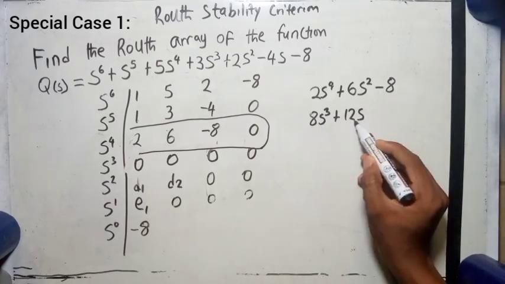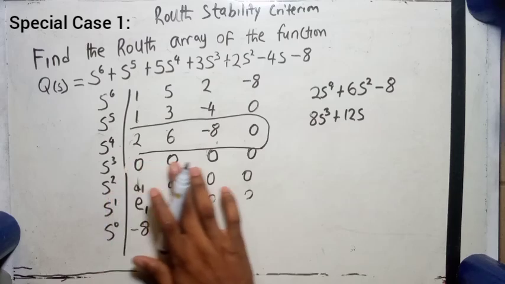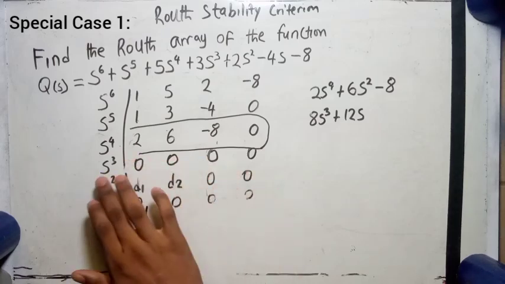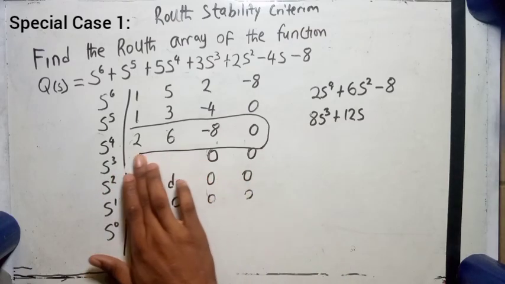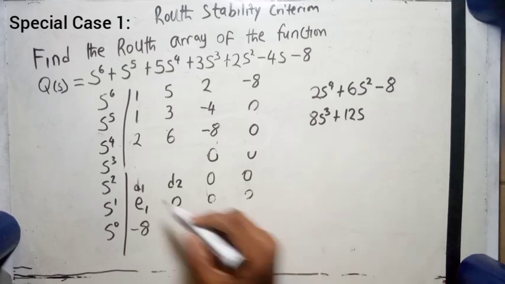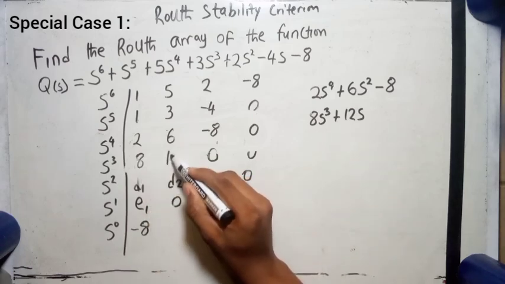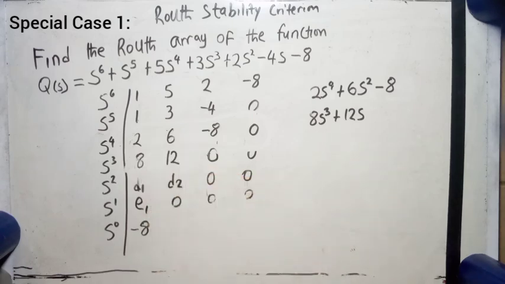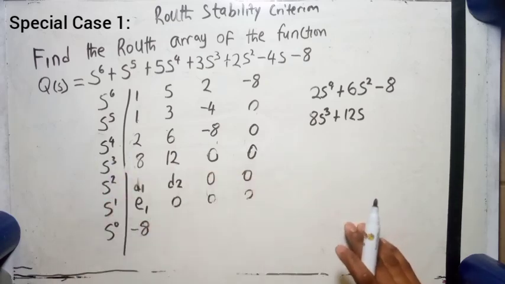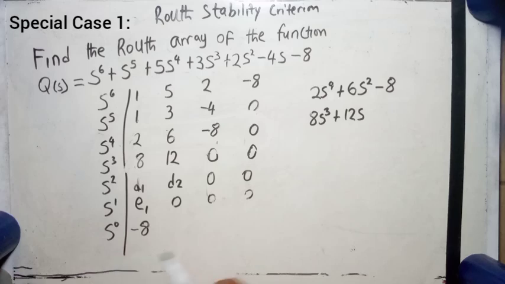So this 8 and 12 is now what you're going to be using instead of 0, 0 in this S3 row. So this is when you're going to be cleaning this. We'll be replacing that with 8 and 12. What I just did only applies to what we call special cases in Routh Stability Criterion. This only occurs whenever you have zeros in an entire row. The whole row, no single number, not just the last number. Everything you're seeing there is just 0, 0, 0.